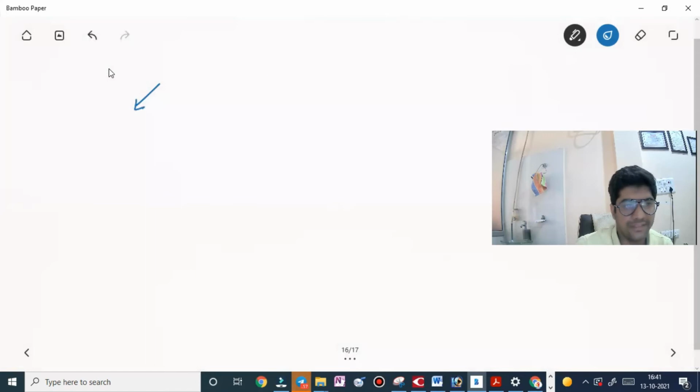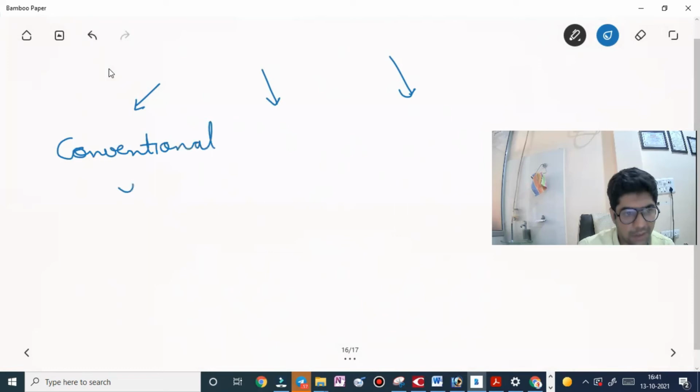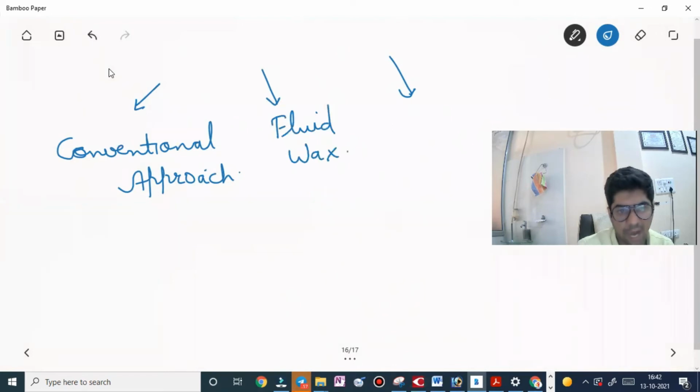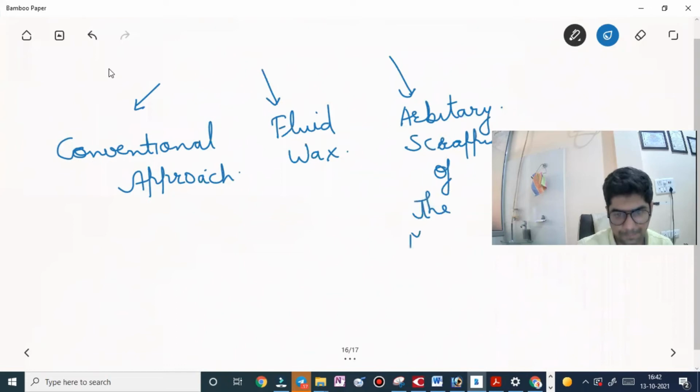Coming to the ways to record the posterior palatal seal. There are three ways. Number one is the conventional approach. Second comes the fluid wax technique. And third comes the arbitrary scraping of the master cast. So first comes the conventional approach.